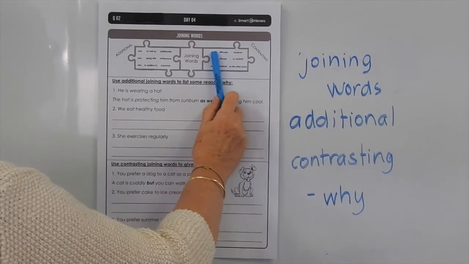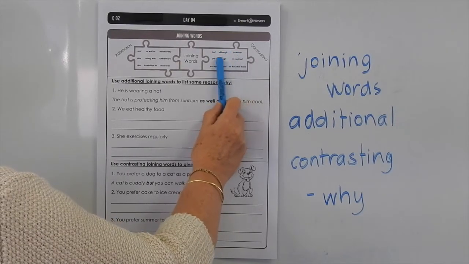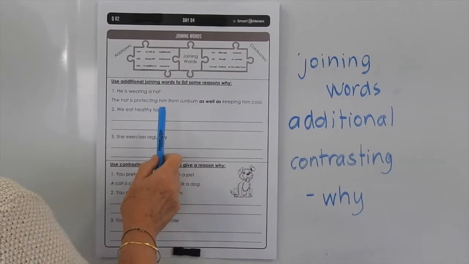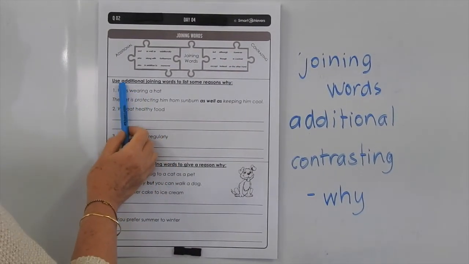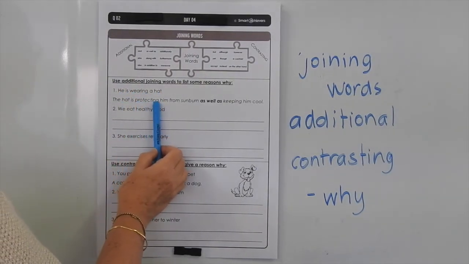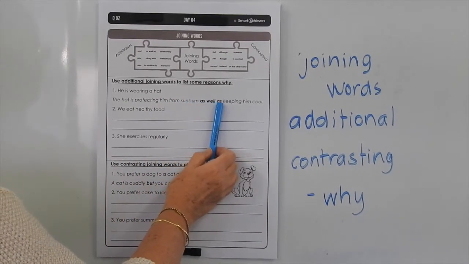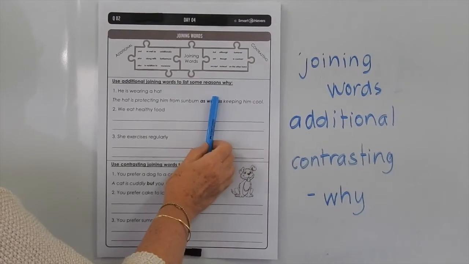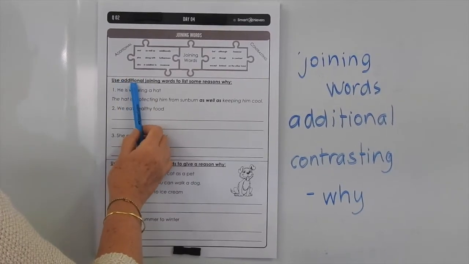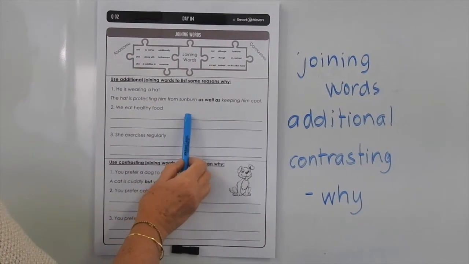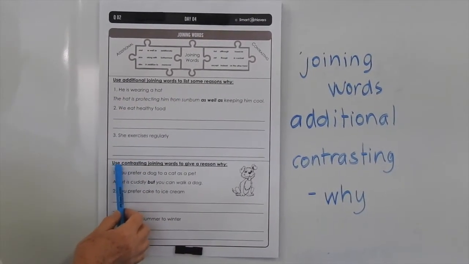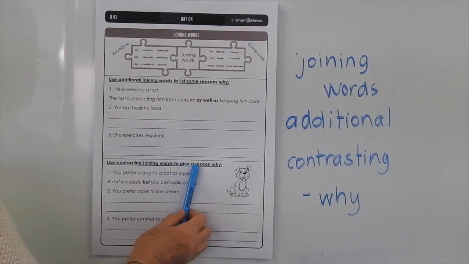So when you're adding a contrasting joining word, you're bringing in some different information, a different point of view to the one previously stated. So if the sentence is, he is wearing a hat, okay, the hat is protecting him from sunburn as well as keeping him cool. So that's an additional joining word. So you've got to use additional joining words to finish these sentences by adding some additional information to the initial sentence. But down here we're using contrasting joining words to give a reason why.